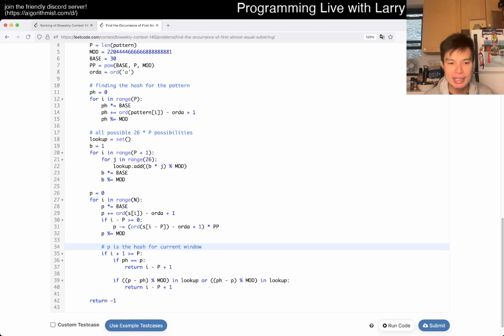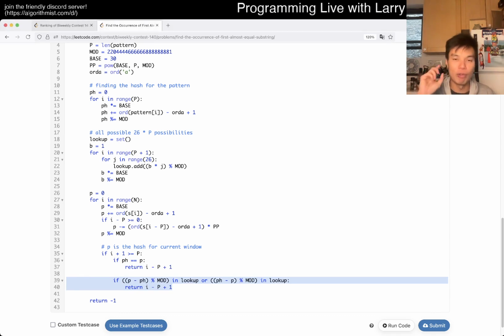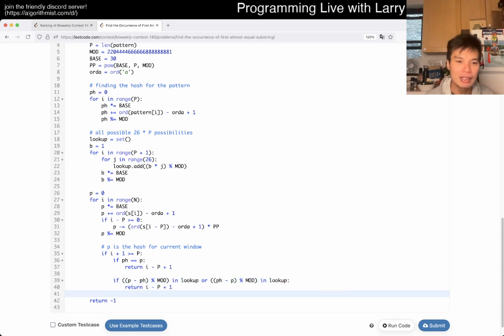And then we have two cases, which means that if it's Leetcode, then we can return. Otherwise, if this is in the lookup, which is what we said before with the one digit off, then we can return this thing. Yeah, that's pretty much it.